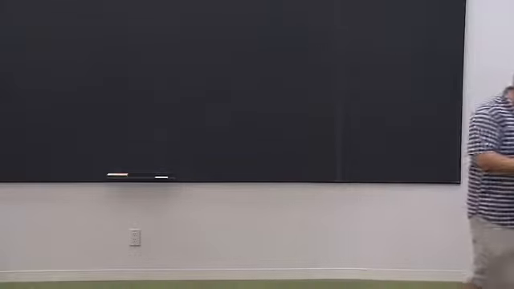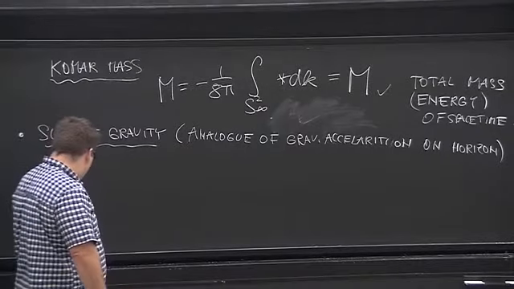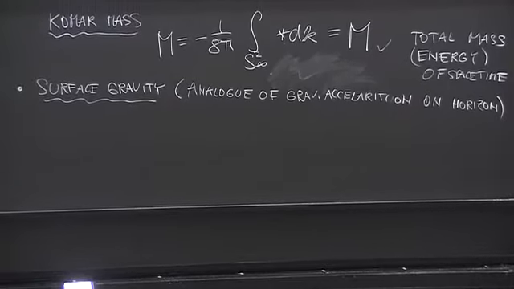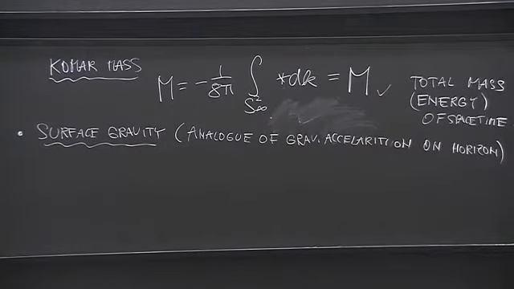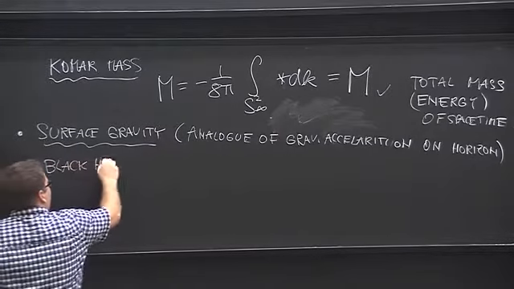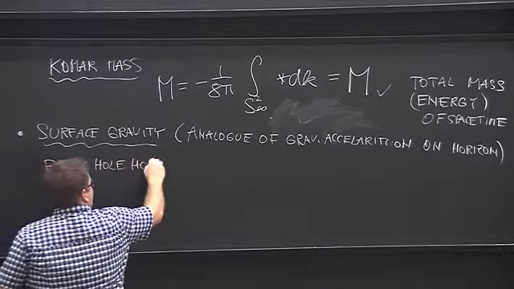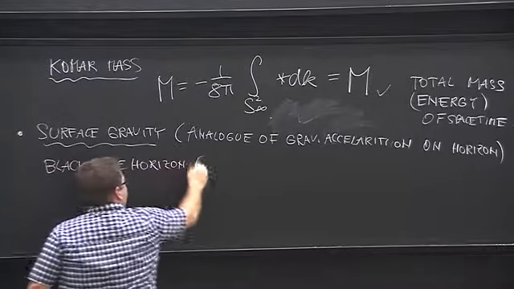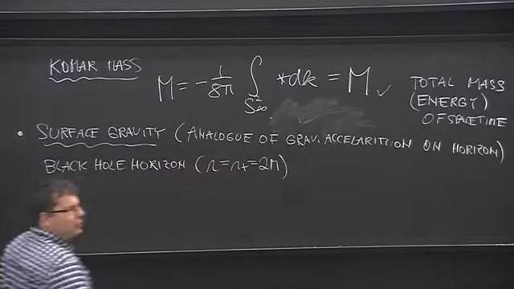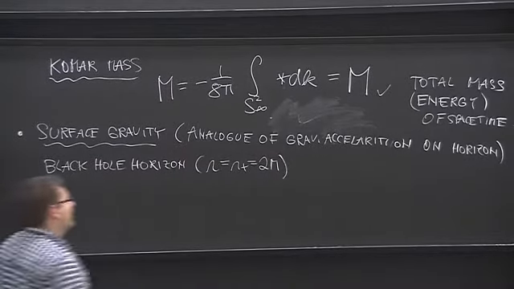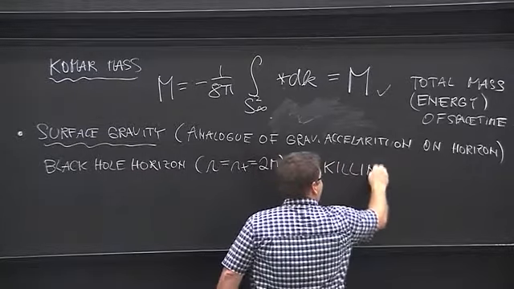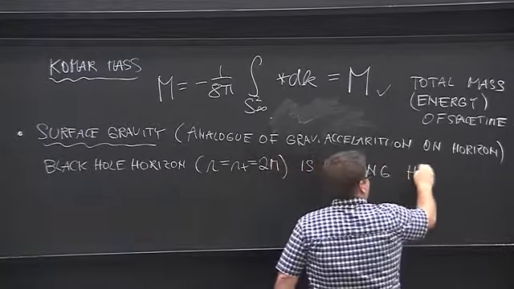There's a strange formula for this, and the statement is that the black hole horizon, which we know is located at r = 2M, is a so-called Killing horizon. Again, it's not killing anybody. It's still the same Killing horizon.